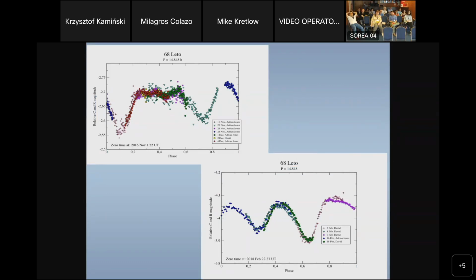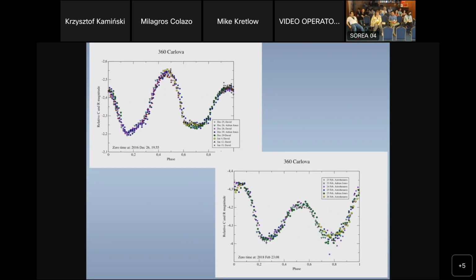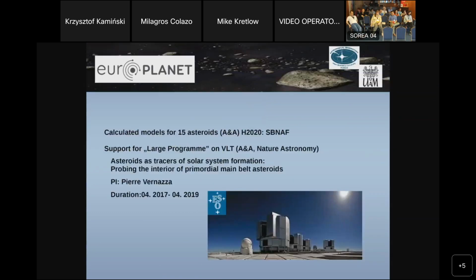So here, for example, you can see how the light curve changes from one opposition to another, which means that the geometry of view is different and we see different parts of the asteroids, which is really important information for spin and shape modeling. And here is a similar example for Karlova. We've got the data from two oppositions.